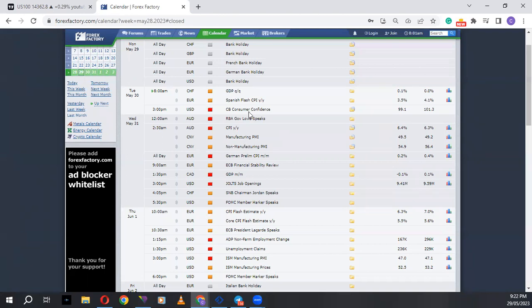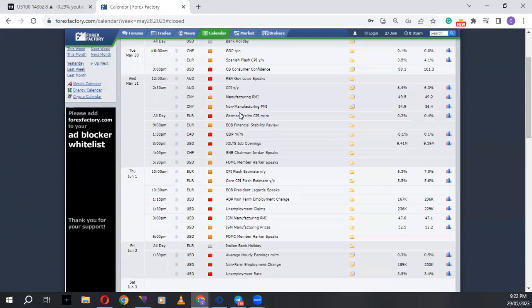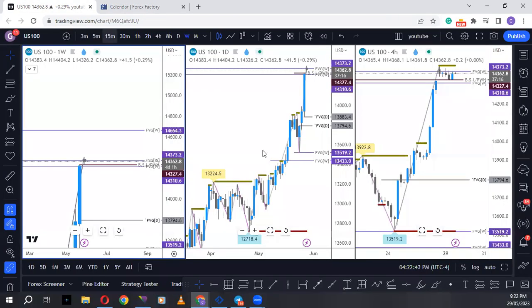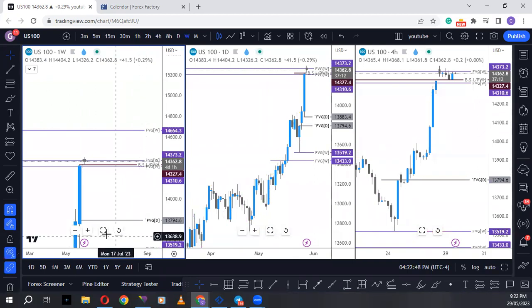Tomorrow we only have major high impact news by three on USD. The non-farm payroll is off. Yes, we have high impact news. This week is going to be high impact news for the dollar. We have non-farm on Friday and unemployment claims on Thursday. So with that, let's go down to the chart and see what we have.